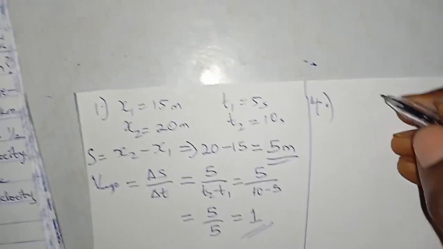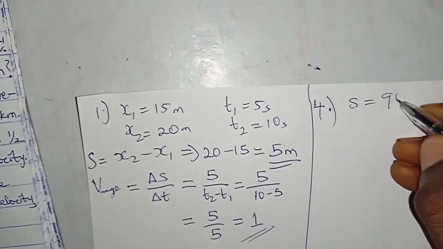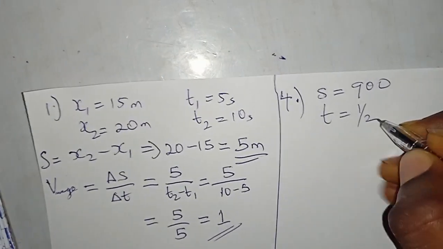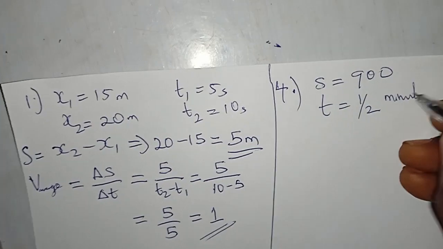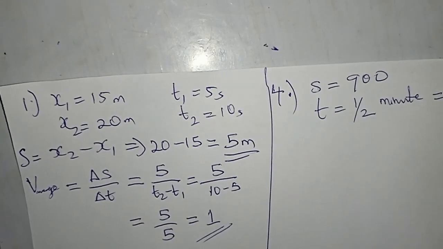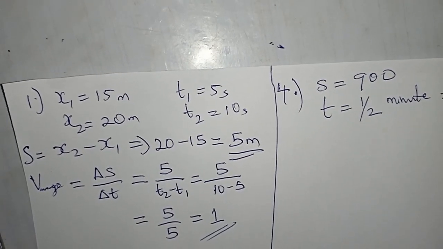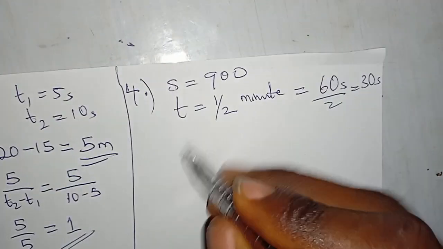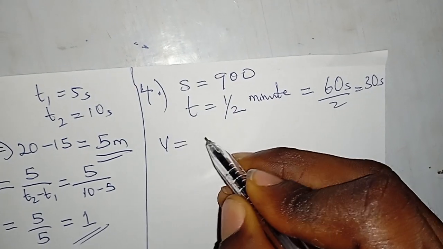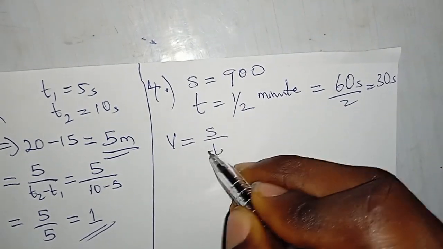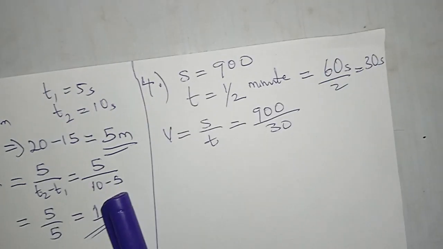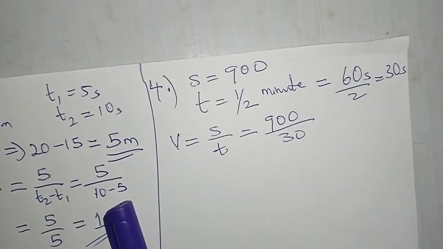Solution. S is equal to 900. T is equal to half a minute, which is equal to 60 seconds over 2, which is 30 seconds. So the average velocity V is equal to S over T. So here it is going to be 900 over 30. Very simple.